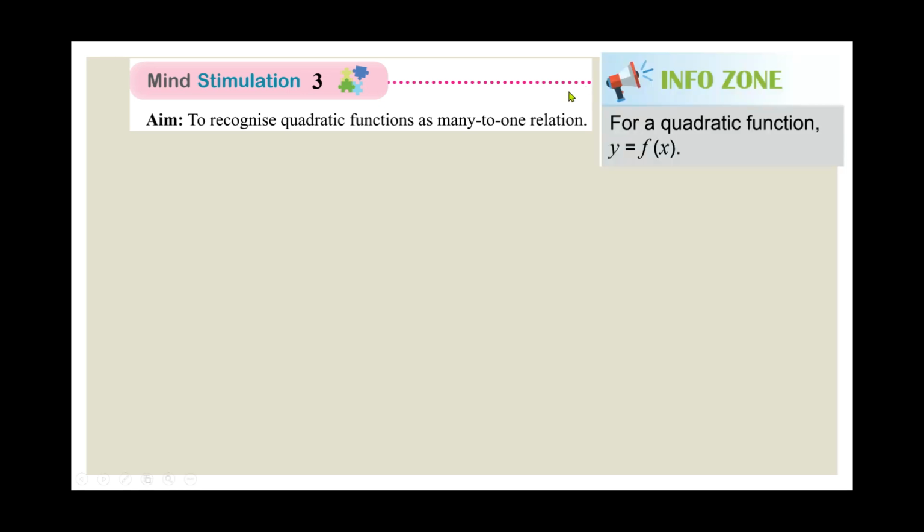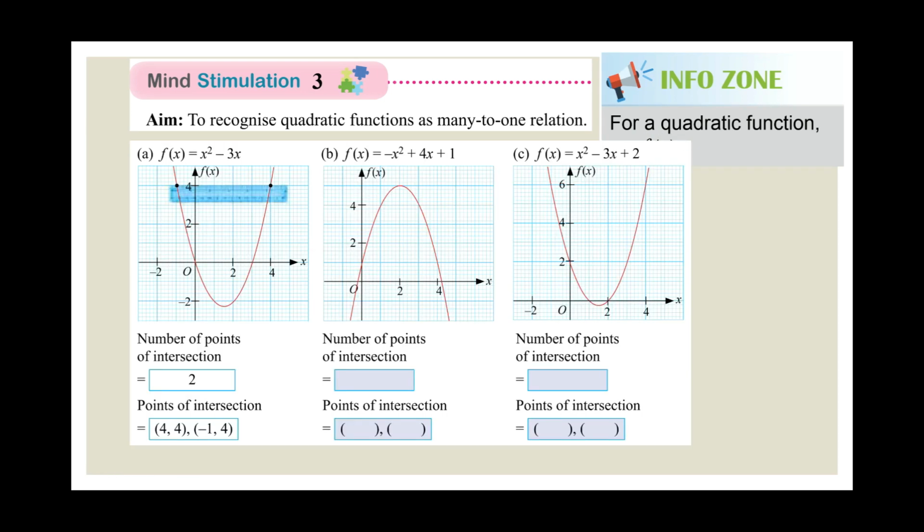That is great. So remember this, for a quadratic function, y is equal to f(x). Remember just now we had y equals 2x plus 1, so we can represent the y as f(x). That is the meaning over here. Now, if you look at the 3 quadratic functions that we have over here, we look at the first one first. f(x) is equal to x squared minus 3x. So this is the graph here. Now they use a horizontal line here to plot 2 points that intersect on the graph. So the number of points of intersection, we will have 2 points.